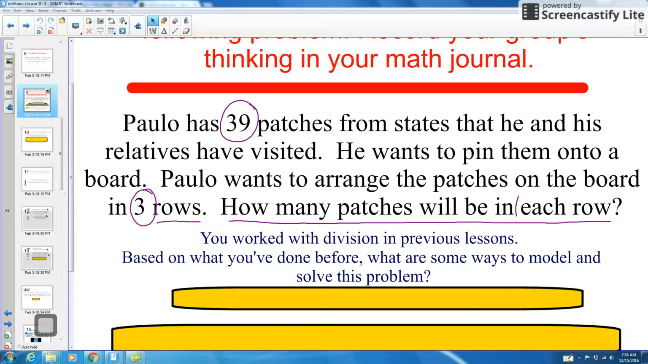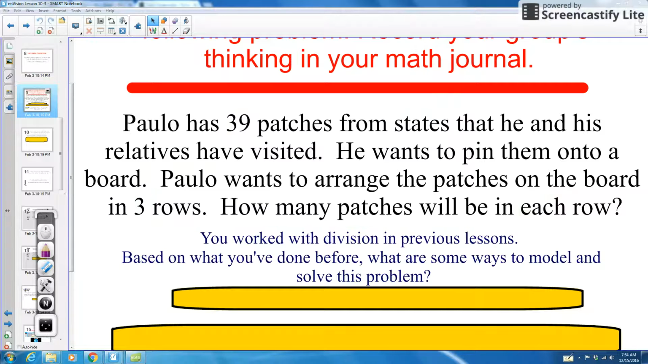So we're going to look at some of our keywords. You have each row, okay? Our division sentence for this problem is going to be 39 divided by 3, okay? So let's go into our next screen where we have a little bit more room to work.